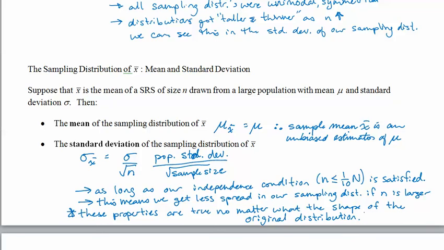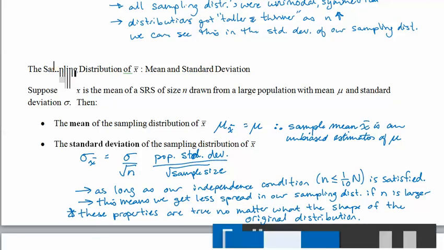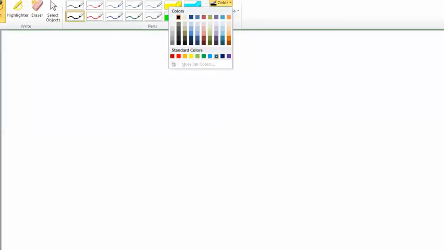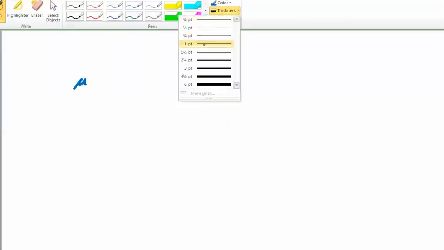pause here. Now, we're going to have a quick look at why the standard deviation of a sampling distribution is divided by the square root of n. So first we'll look at the mean. Sorry, just a second. We'll look at the mean of the sample means.